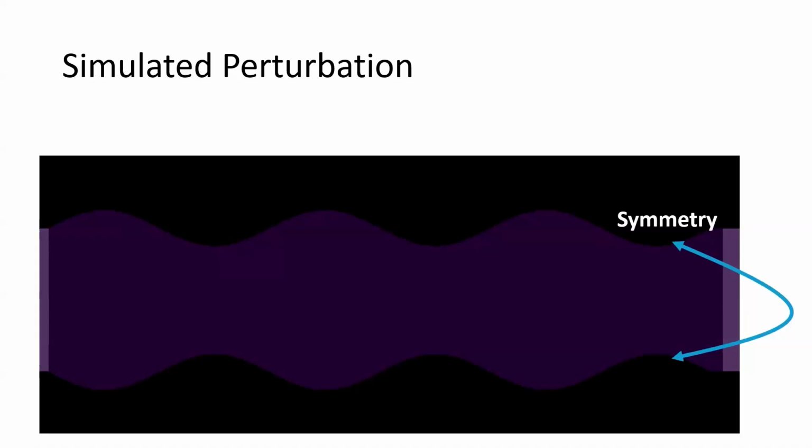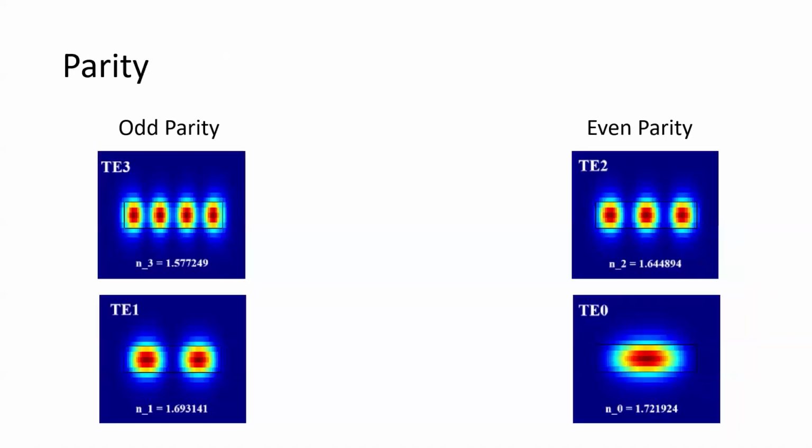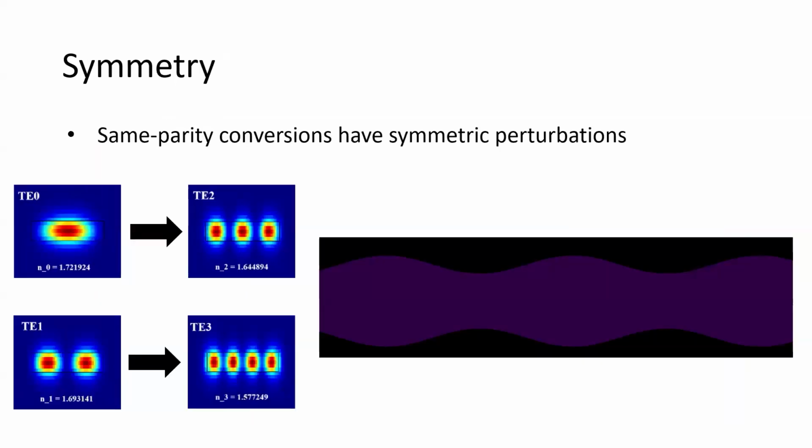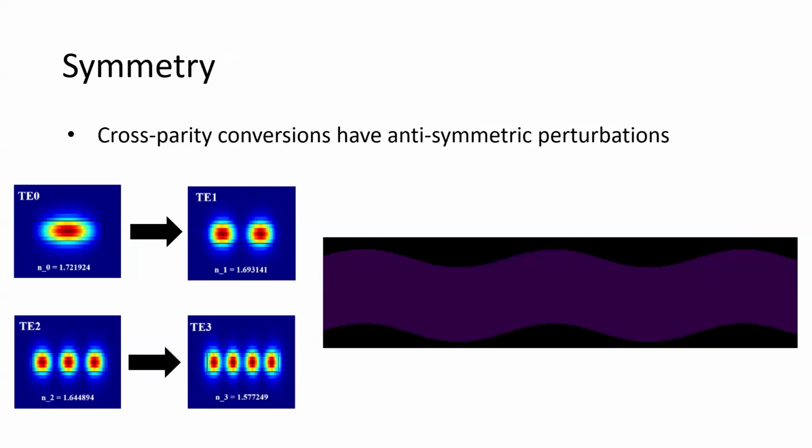The symmetry of a perturbation, for which I will have to talk a little bit about parity. Odd parity corresponds to odd-numbered TE modes, like TE3. Even parity corresponds to even-numbered TE modes, such as TE2. So same parity conversions, such as TE0 to TE2, have symmetric perturbations. Cross parity conversions, such as TE0 to TE1, have anti-symmetric perturbations.